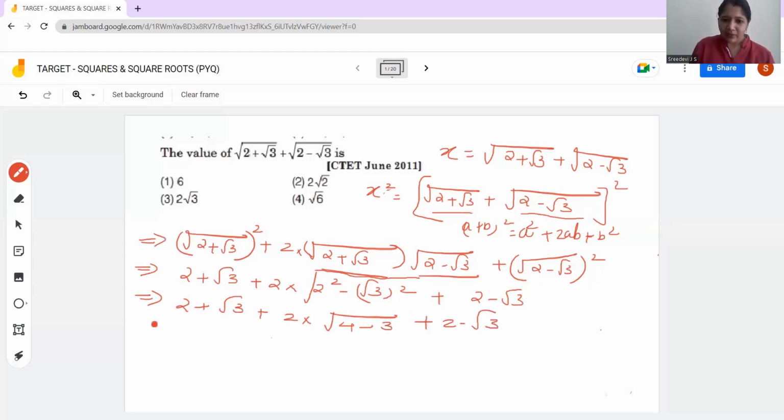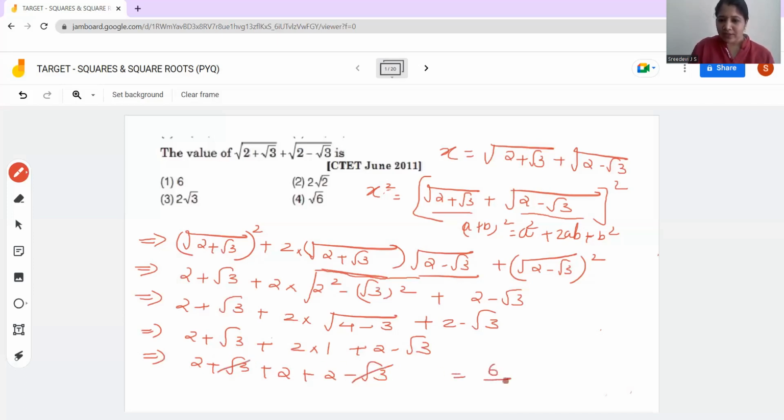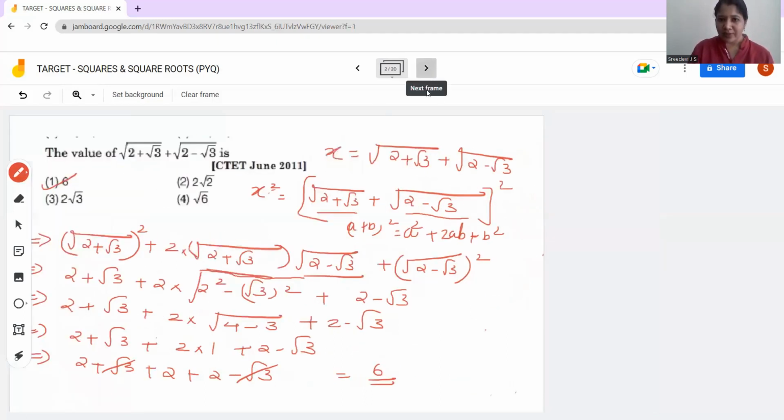So what do you get here? Which implies 2 plus root 3 plus 2 into square root of 4 minus 3, that is square root of 1, that is 1, plus 2 minus root 3. Which implies 2 plus root 3 plus 2 plus 2 minus root 3. Here you can see the plus root 3 and minus root 3 get cancelled. So the remaining is 2 plus 2 plus 2, that is 6. So the answer is option 1. Okay, everyone. So moving to the next question.